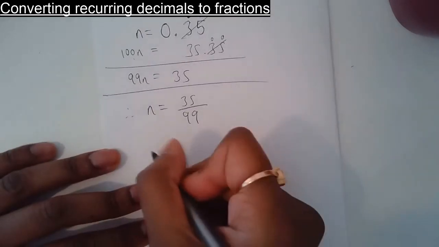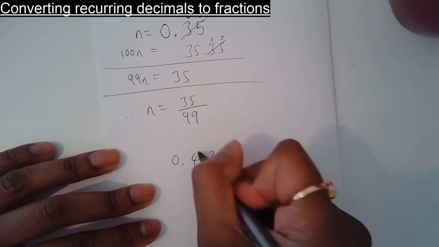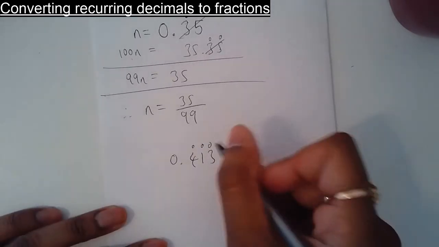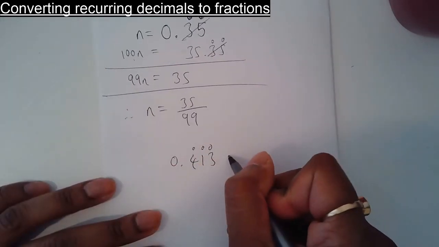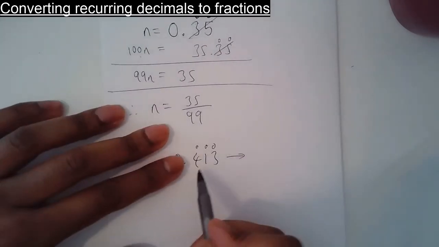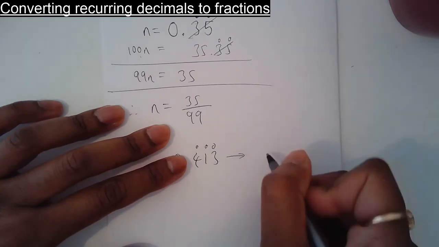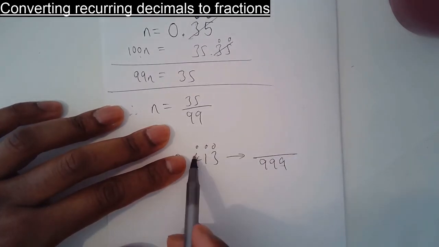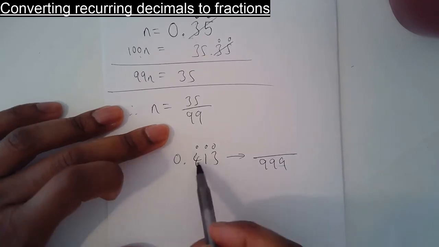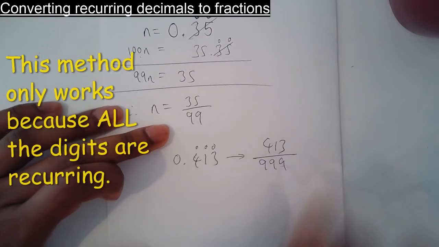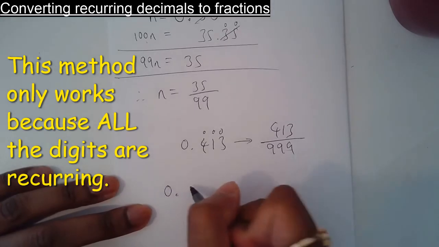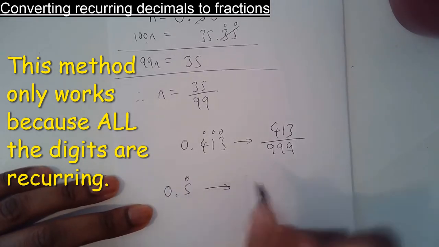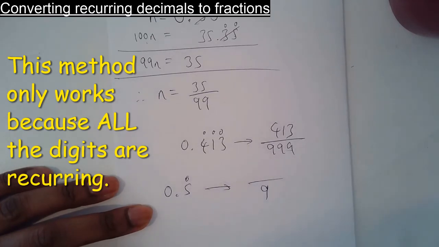In fact, if I had something like this, everything's recurring. When everything's recurring, I could just tell you now, well, there are 3 digits that are recurring, so the denominator will be 999, 3 nines, just like there are 3 digits that are recurring, and then put the 413 on top. If you had something like this, there's only one digit that's recurring, so just have a single 9 and then put that 5 on top.